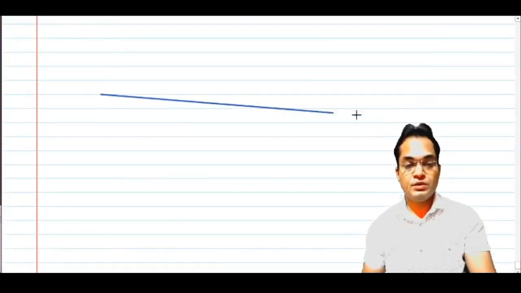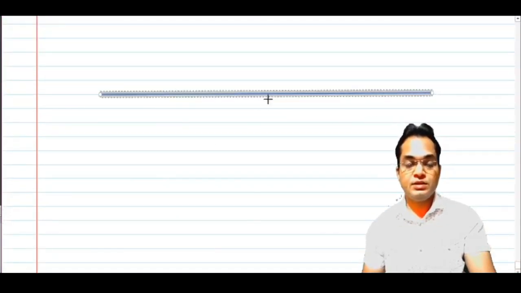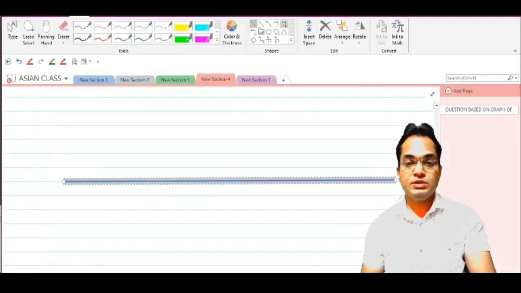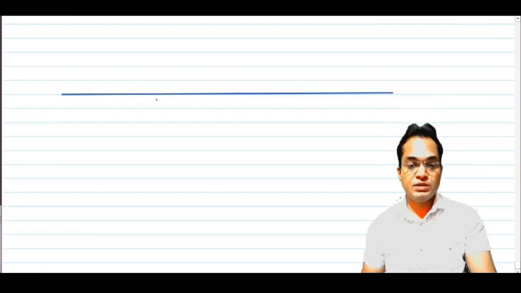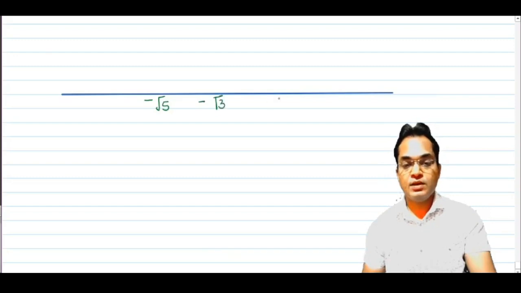Listen, this is a line and here is a point. Here there is -√5, and -√3, then √3, then √5, meaning all the points are arranged on the number line in increasing order. Here is -infinity and here is +infinity.